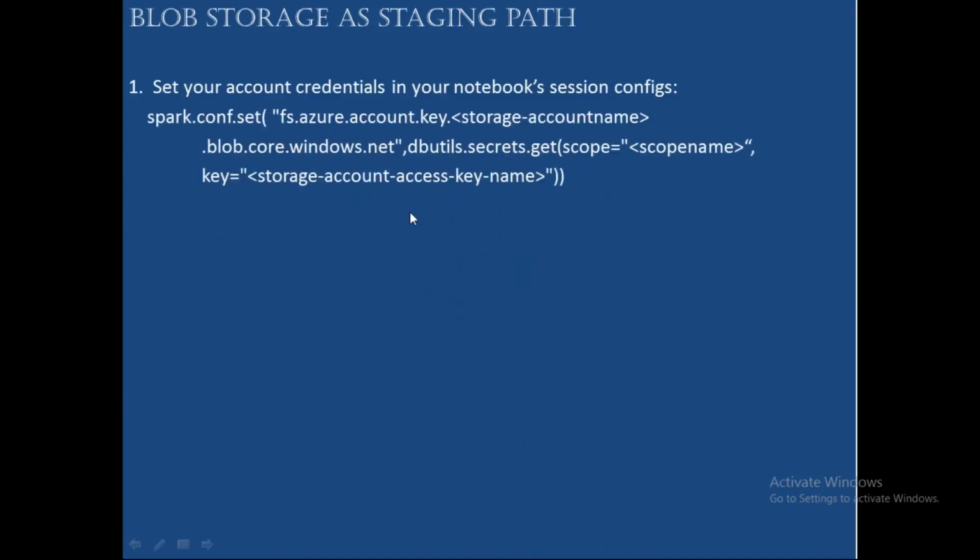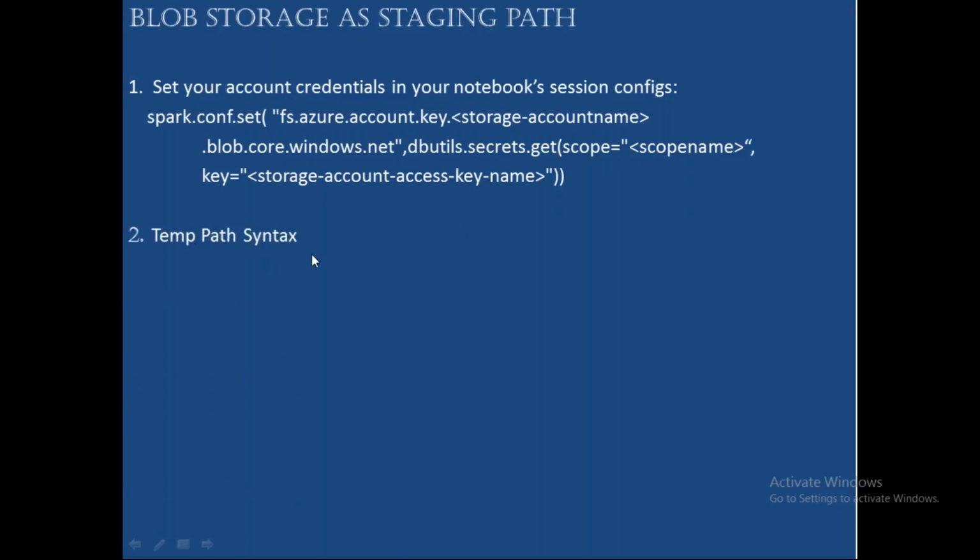Okay, next, see, blob storage as a staging path. Then what you need to do is configure your blob storage. You need to set the blob credentials, because our notebook should access the blob storage to read the data from it. So here spark.conf.set. Here you need to use the storage account key of the storage into which you are writing the data. This account key I am going to pass through Azure Key Vault again. So this is how you need to set it.